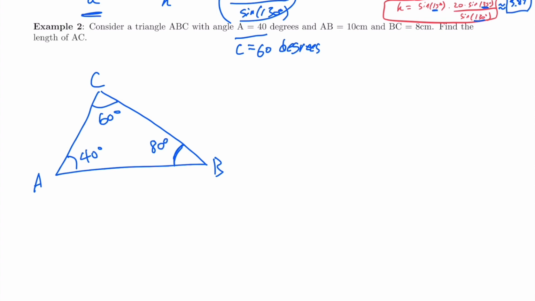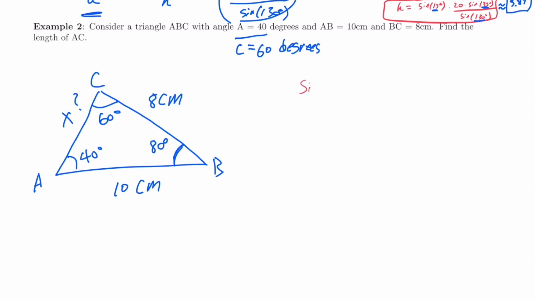And it tells us that length AB is 10 centimeters. BC is 8 centimeters. Find the length AC. This is the length we want to find. Okay. So it's not a right triangle, so we cannot apply the Pythagorean theorem to find the third length. This is where law of sines can be very useful. So let me write the law of sines one more time.